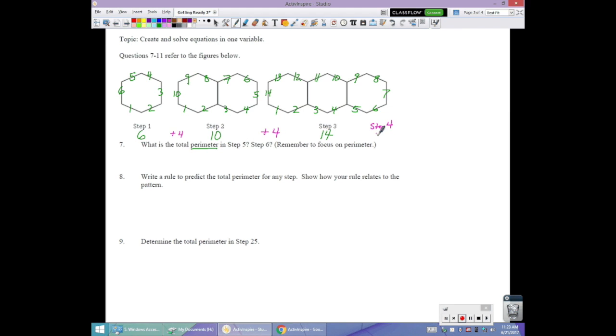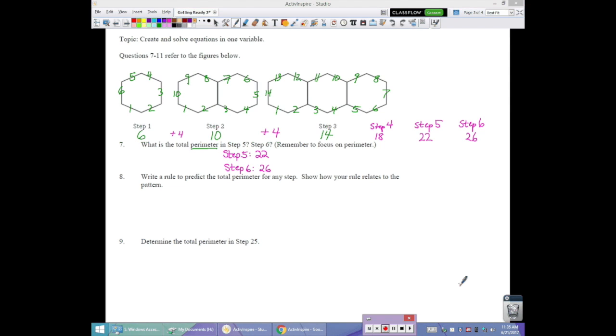Okay, so if we continue that, add 4 to 14, step 4 would have a perimeter of 18. Step 5 would have a perimeter of 22. And step 6, you'd be up to 26. So number 7 asking us for the total perimeter in steps 5 and 6. 5 again was 22. Step 6, 26.